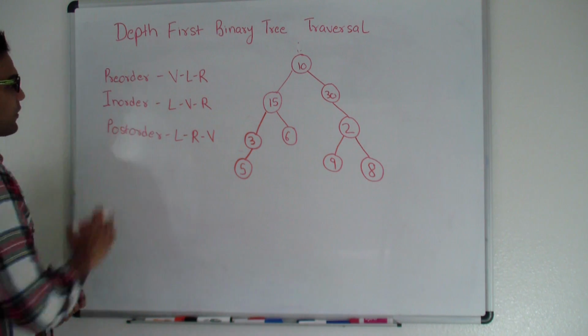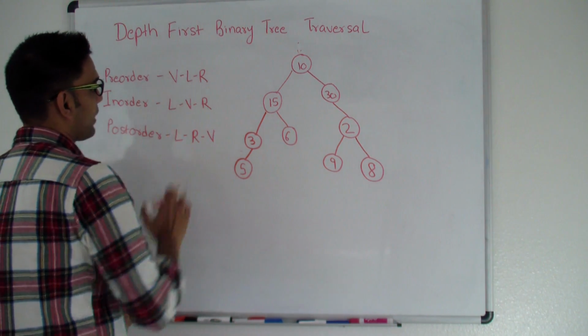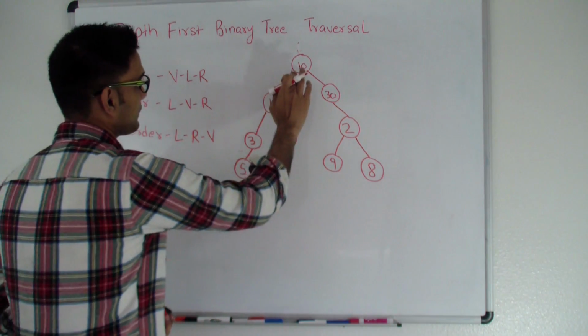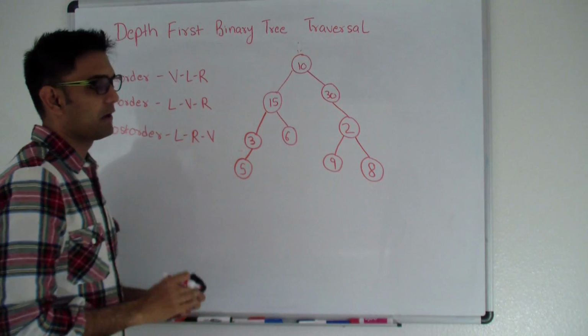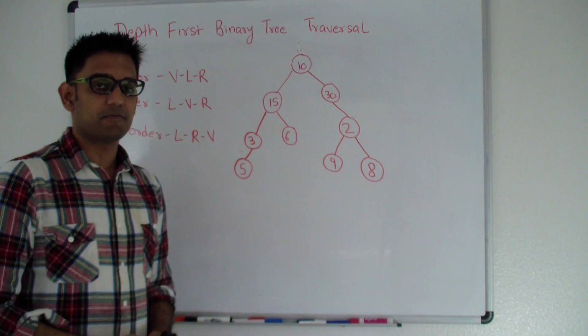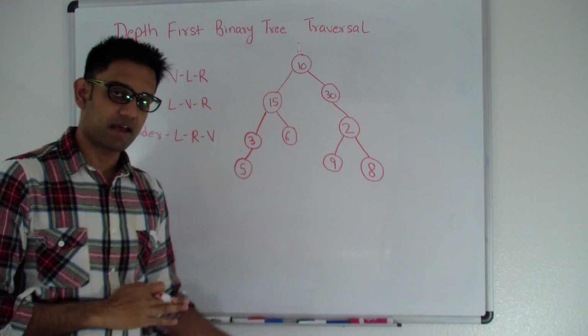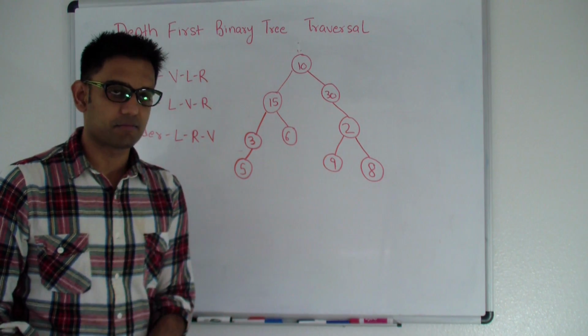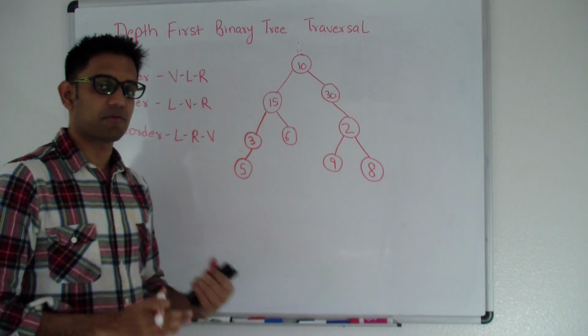When I'm saying preorder, I'm saying visit, left, and right. What that means is when I'm at a node, I'll first print out that node, then visit all its left children, print them, and then go to the right side and print them. And I do this recursively for every node.